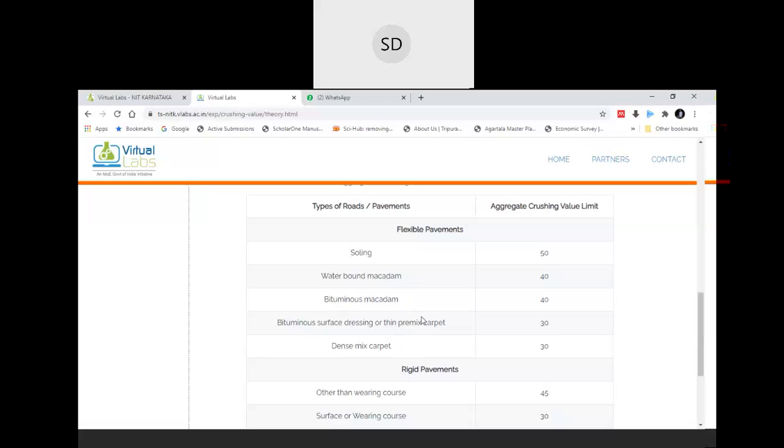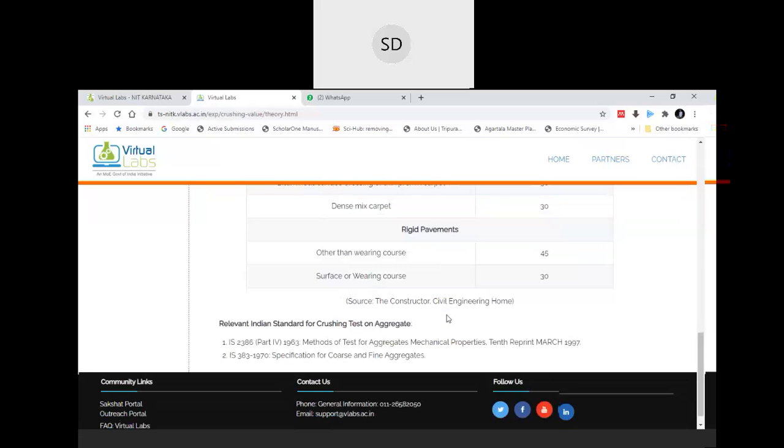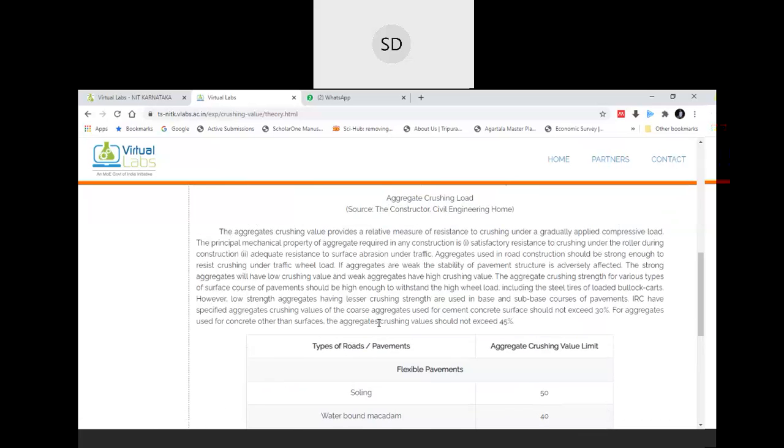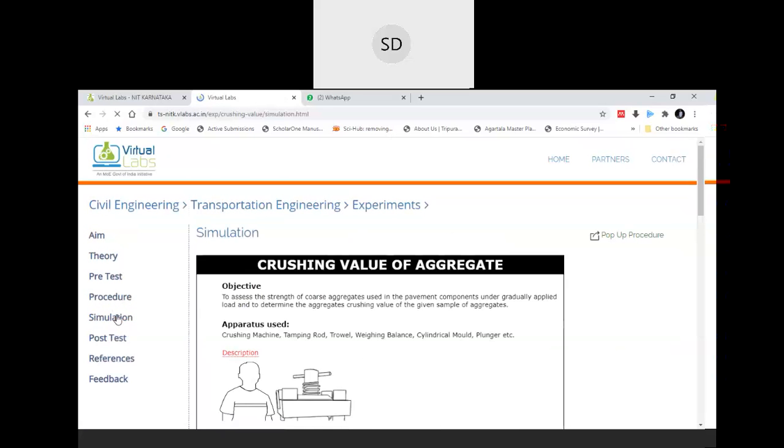So basically, these are the different types of pavement, and based on the type of pavement, the crushing value limit changes, and this is for the rigid pavement. For the crushing value test, you can check IS 2386 Part 4, 1963 for the mechanical properties and other properties of the aggregate. Now let us directly go to the simulation of the test.